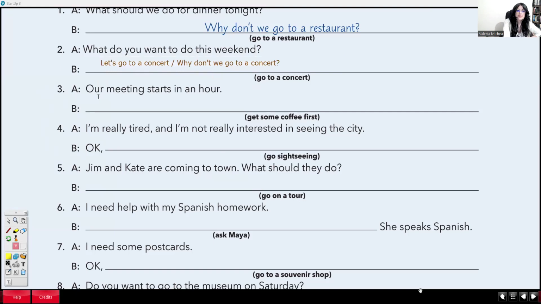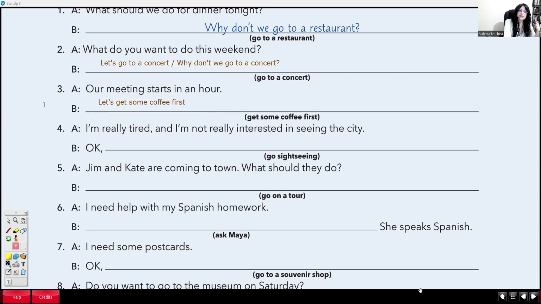What about our meeting starts in an hour? What can we do? The same. Let's get some coffee first. There you go. It's the same. Right, so you can see this is not complicated at all. Let's get some coffee first, or why don't we go for a coffee first? That's it. Then we have, why don't we get some coffee first? Yes, perfect.